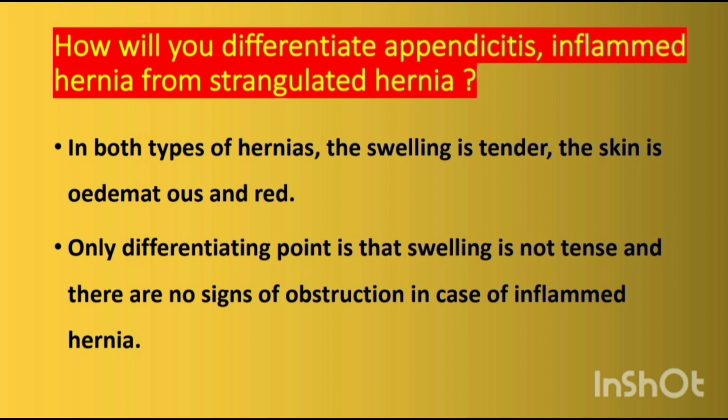Question: how will you differentiate inflamed hernia from strangulated hernia? Answer: in both types of hernias, the swelling is tender, and the skin is edematous and red. The only differentiating point is that the swelling is not tense and there are no signs of obstruction in case of inflamed hernia.